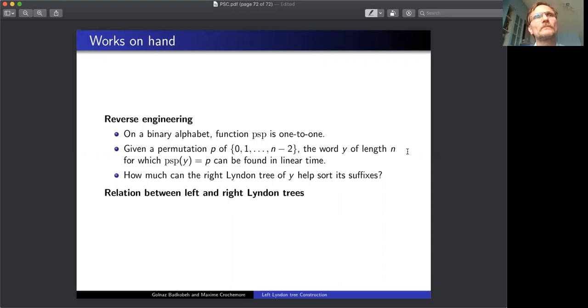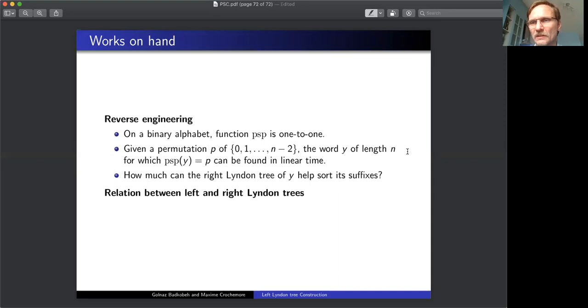Okay. Because with the left Lyndon tree, as far as we know, what we construct has the minimum size alphabet using PSP, the prefix standard permutation. But I'm not positive about the right Lyndon tree. Because we cannot yet find any connection between right and left Lyndon trees, the right Lyndon tree could be more tricky to verify or reverse engineer. Okay, but so for left Lyndon trees, your method gives a linear time algorithm, isn't it?